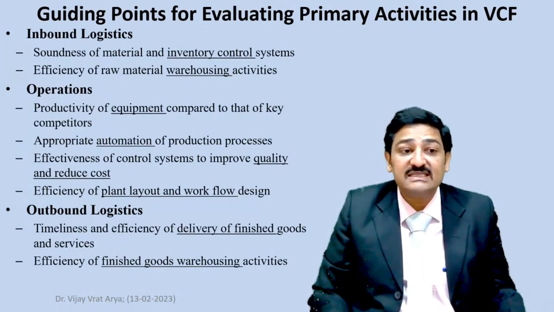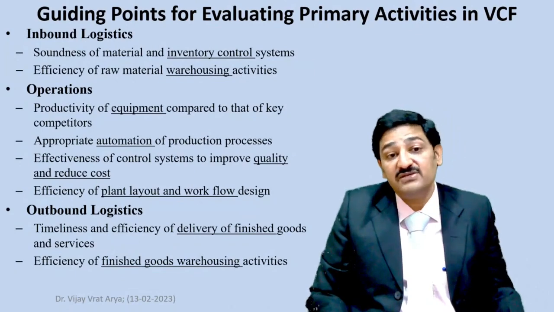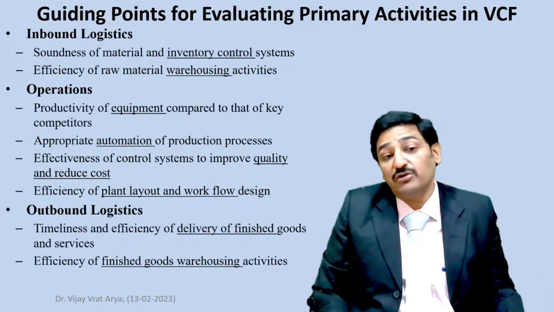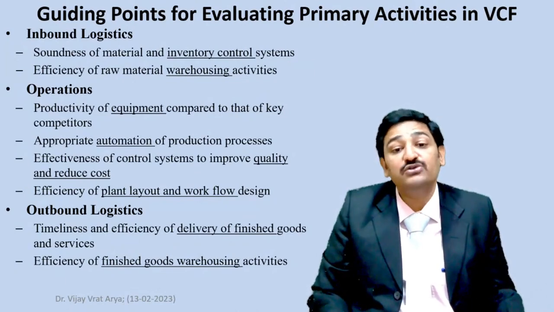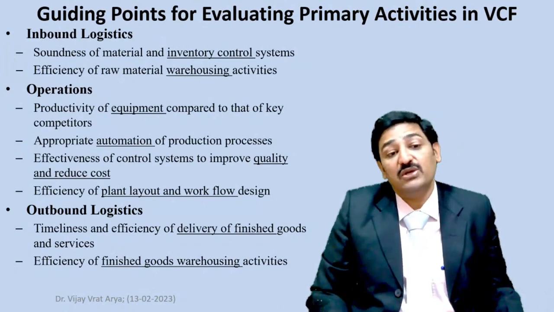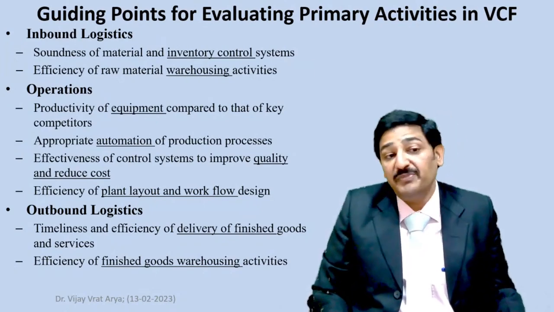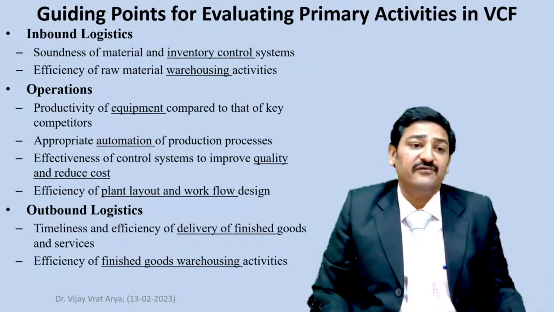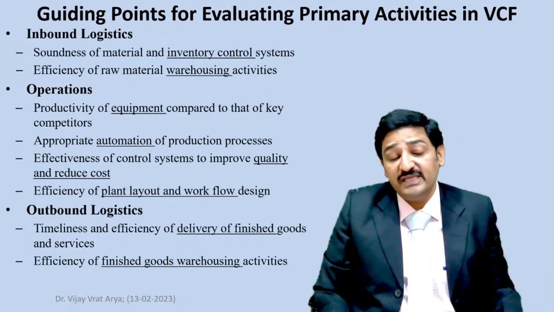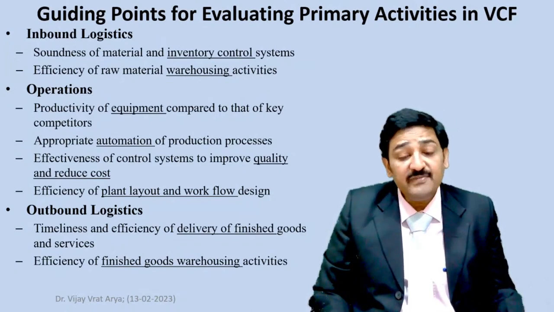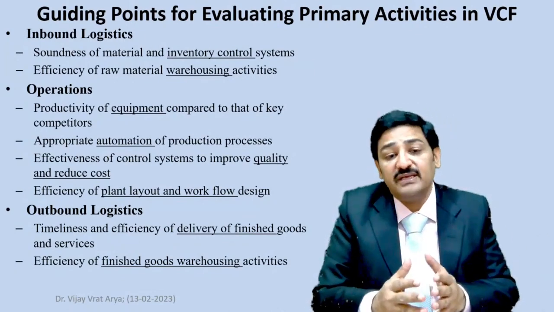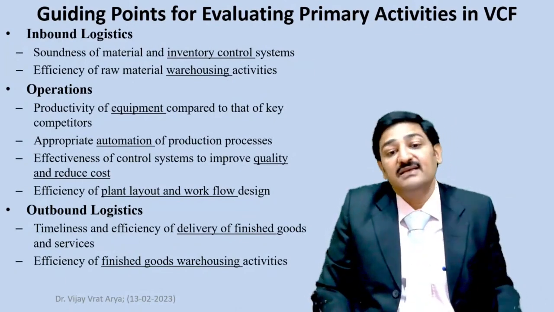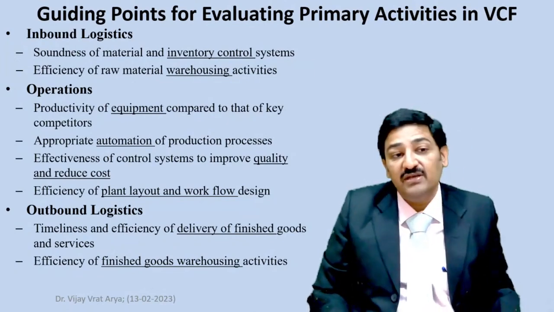As far as the operations are concerned, the productivity of equipment as compared to that of key competitors plays a very crucial role. The appropriate automation of production processes and the effectiveness of control systems, in order to improve quality and reduce cost, are also very crucial in the operations. Another aspect of operations is the level of efficiency of plant layout and workflow design. A convenient layout or an effective flow design plays a significant role in operations.